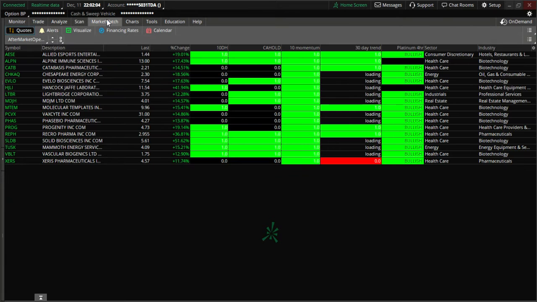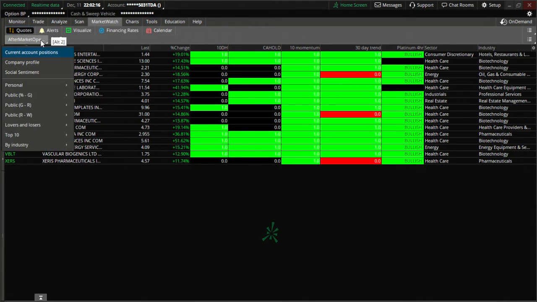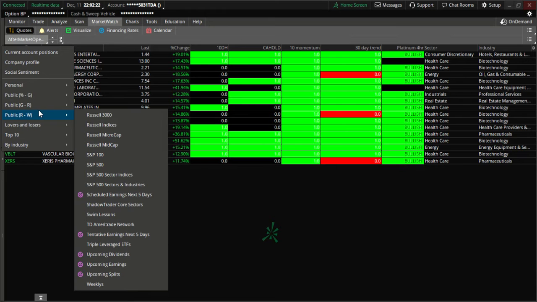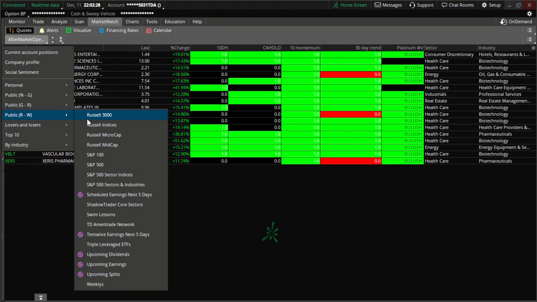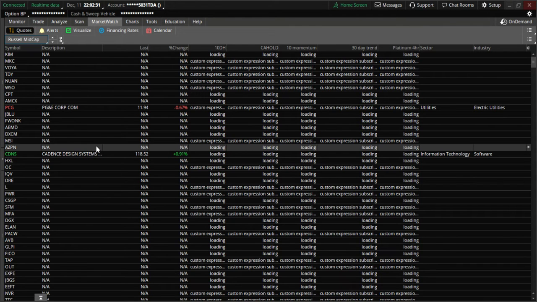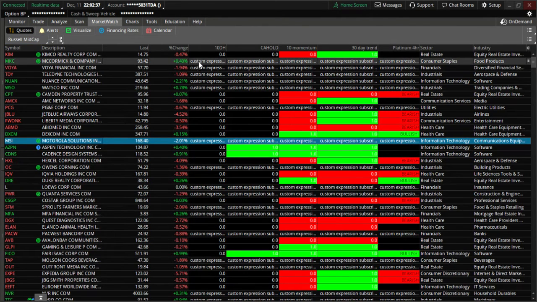So let's go over here to the Market Watch tab. This tool is so valuable. So you can load your pre-made scanners, or you can load up public scanners, things that have already been made for you. Right now, I mean, it's not for sure, things are always changing, but the Russell Midcap had some really good stocks in it today, on this Friday, when the S&P 500, the QQQ, things like that were down.